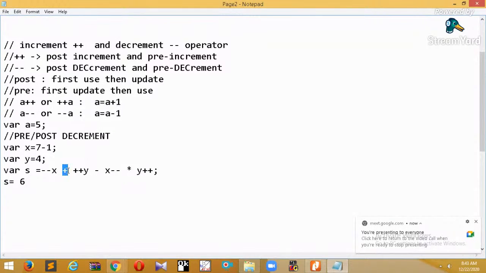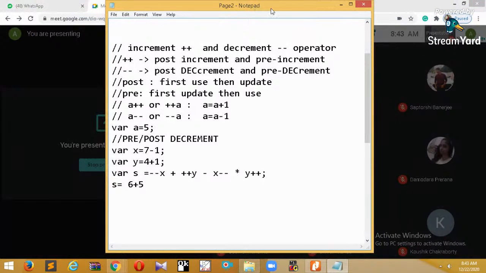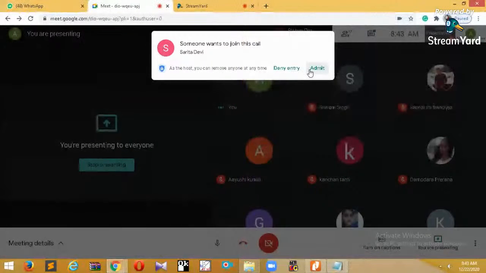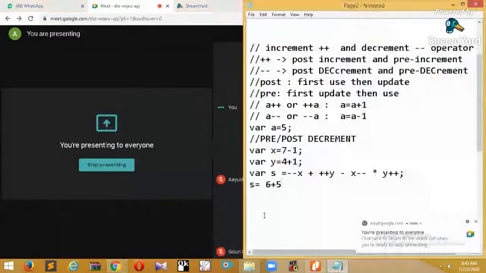this plus is a normal arithmetic addition. After that again plus y. The plus is before y, so again we can say this is a pre-increment operator. So for y, how can we calculate? We'll write 4 plus 1, or simply we calculate first and then use it. So 4 plus 1 is 5. Wait a minute, many people are coming now. So for this y, it becomes 5.